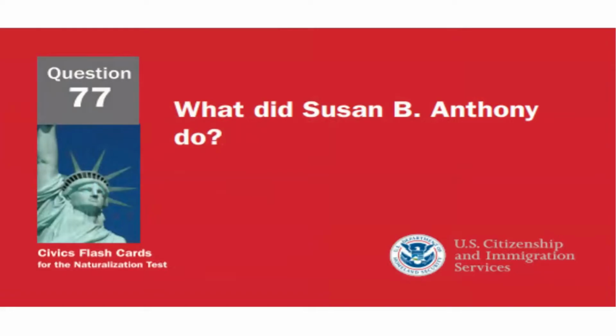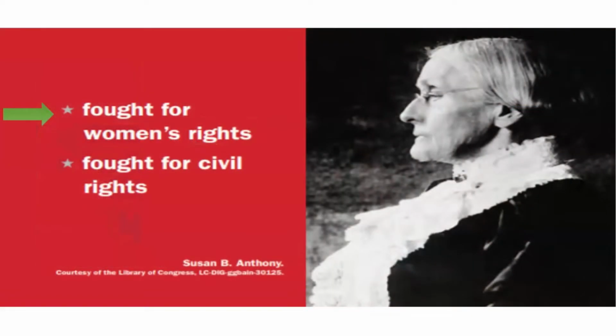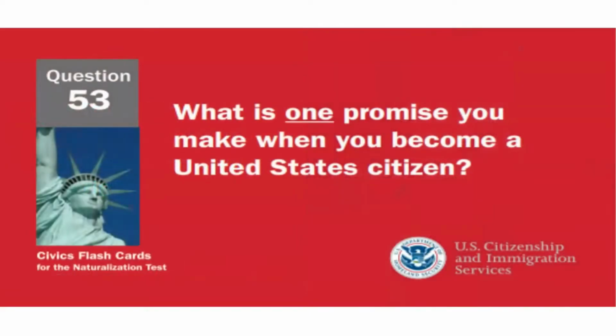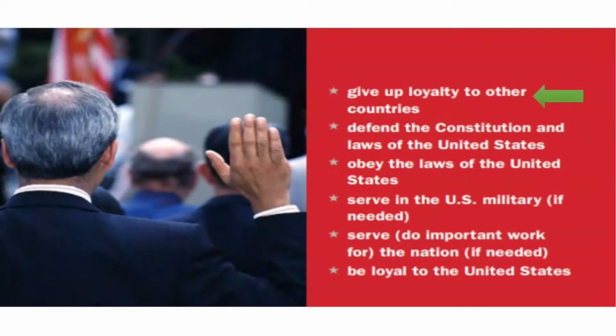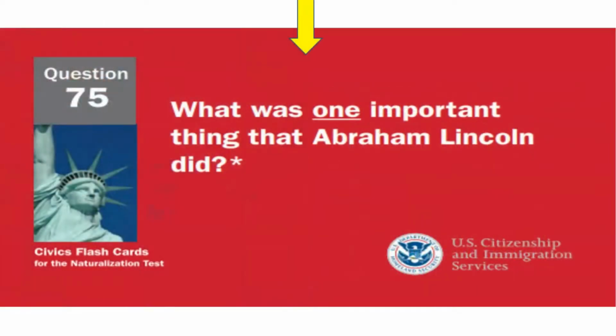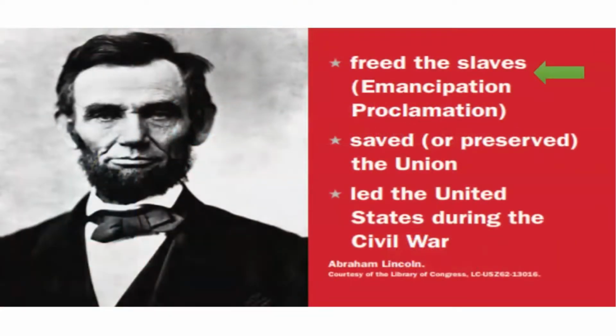What did Susan B. Anthony do? Susan B. Anthony fought for women's rights. What is one promise you make when you become a United States citizen? Give up loyalty to other countries. What was one important thing that Abraham Lincoln did? Abraham Lincoln freed the slaves.